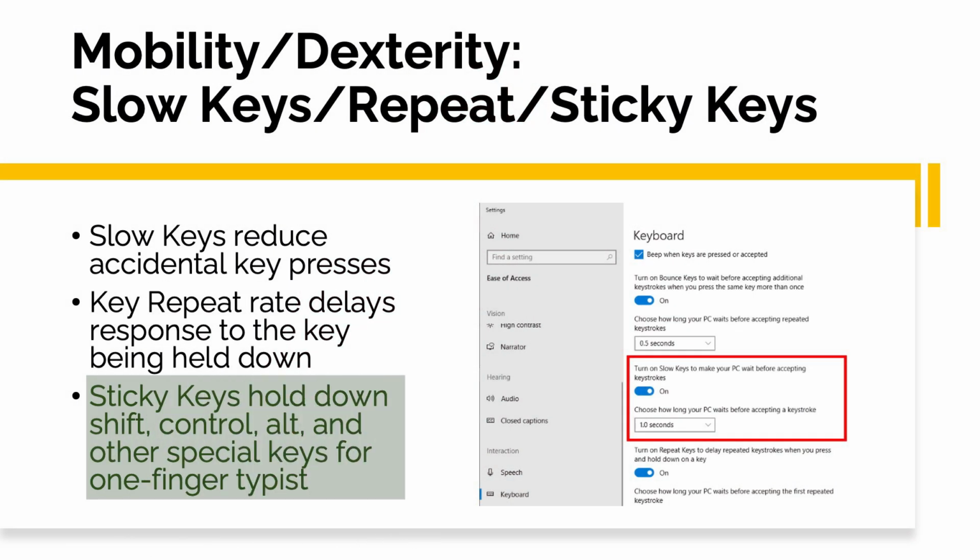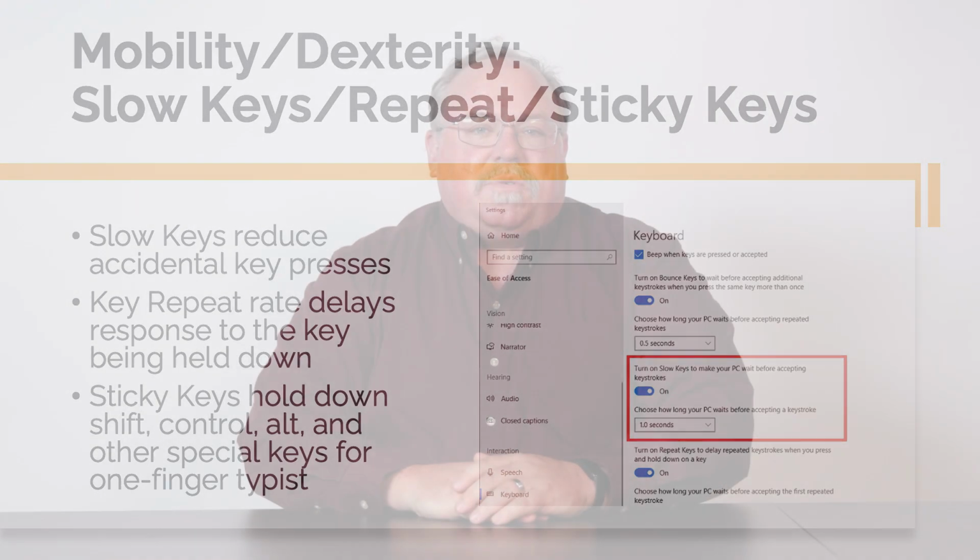Another feature is called sticky keys. When activated, it allows the individual to hold down the Shift key, Control key, Alt key, and other specialty keys by pressing it once. For example, if I were typing with one finger and I wanted to type the capital T, I can turn on sticky keys so that I can tap the Shift key and then type the T key, and the computer will type a capital T.